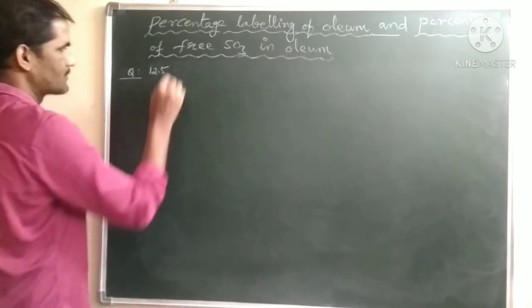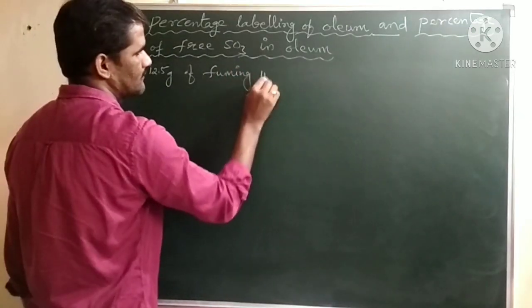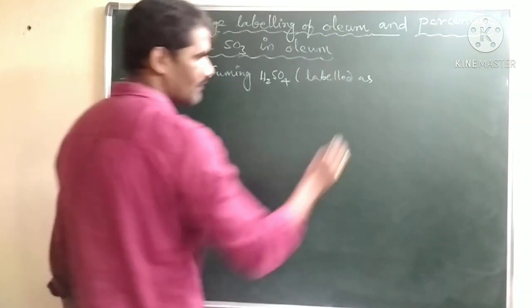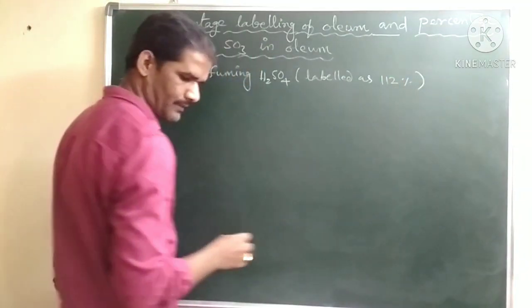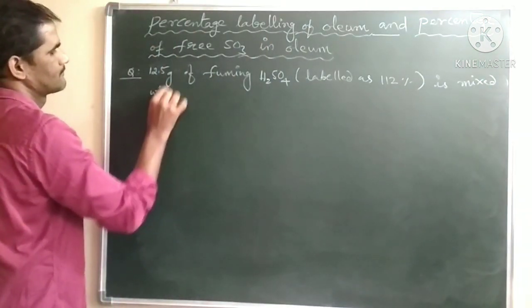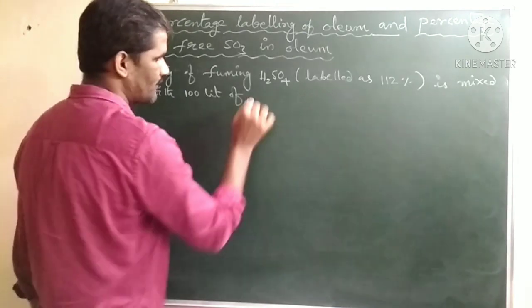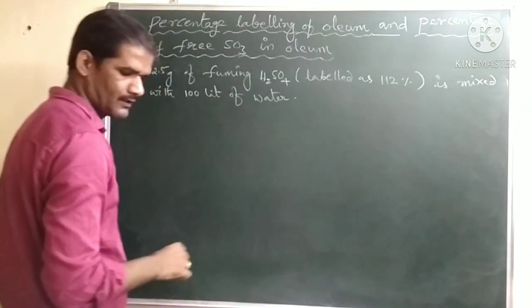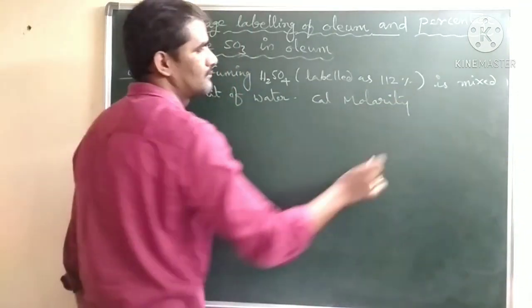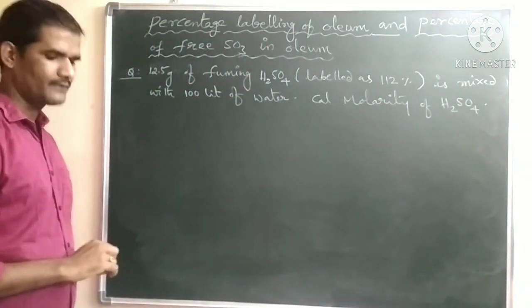Next one, 12.5 grams of fuming sulfuric acid, which is labeled as 112%, is mixed with 100 liters of water. Calculate molarity of H2SO4.